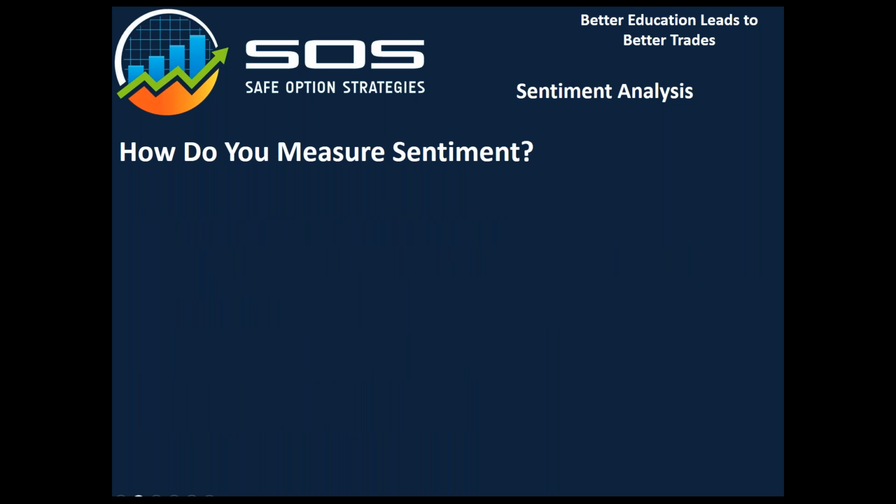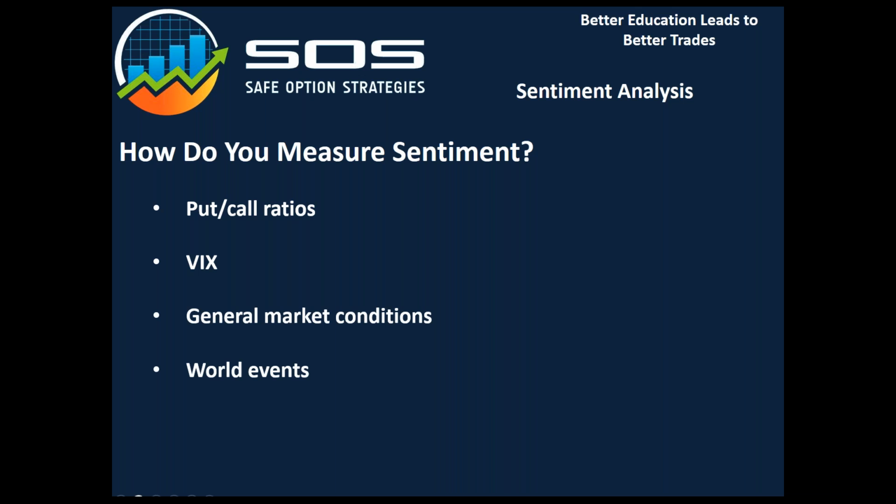So how do you measure market sentiment? There's a few different ways we can do it. Put-call ratios is one of those ways. We're going to talk about the VIX. We're going to talk about general market conditions, and we're going to talk about world events and news events. And then we're going to have a little bit of a philosophical conversation about common sense, and it gets left out of too many things nowadays. Too many things going on around us in the world seem to leave out common sense. And so we're going to talk a little bit about how that weighs in.